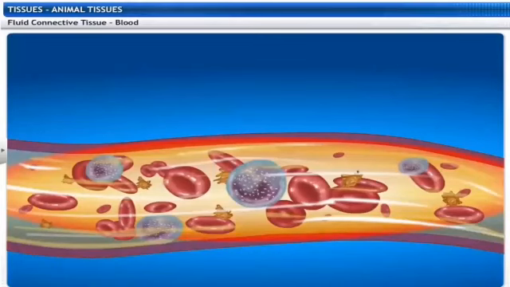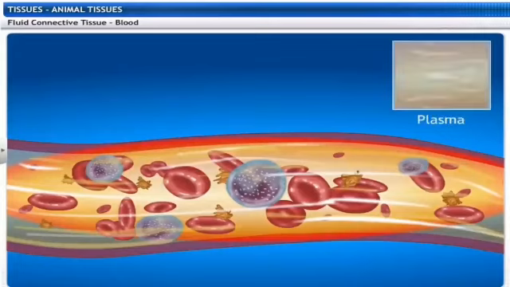Now talking about the first one, that is the blood. Let us go into the composition of it. Blood basically consists of the blood plasma and the blood cells. Blood plasma mainly consists of a large amount of water and various mineral ions.